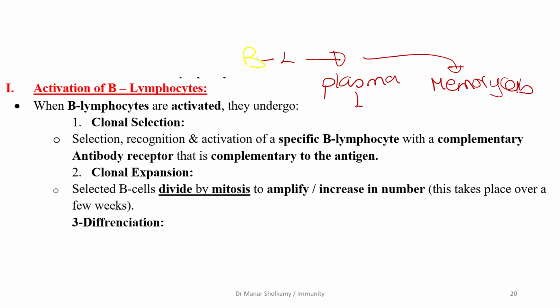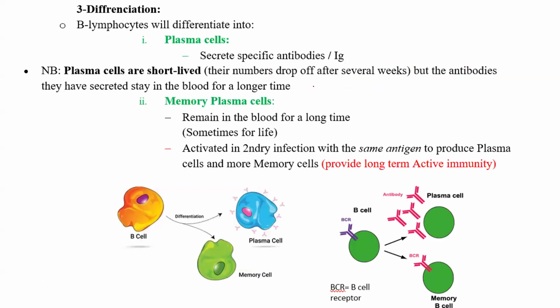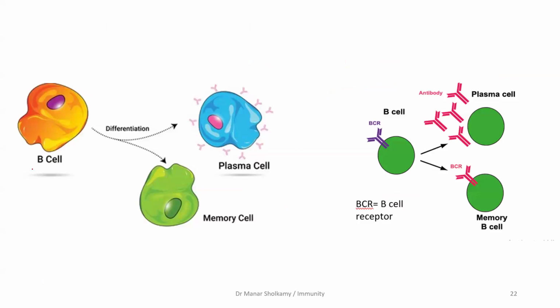And the plasma cells, what is their function? They produce antibodies. That's it. So the B lymphocytes or the plasma cells are the only cells that produce antibodies. Now the T lymphocytes, here is the differentiation. The B lymphocytes will either give you plasma cells or memory cells. The B lymphocyte will differentiate into plasma cells that will give me antibodies, or memory cells.